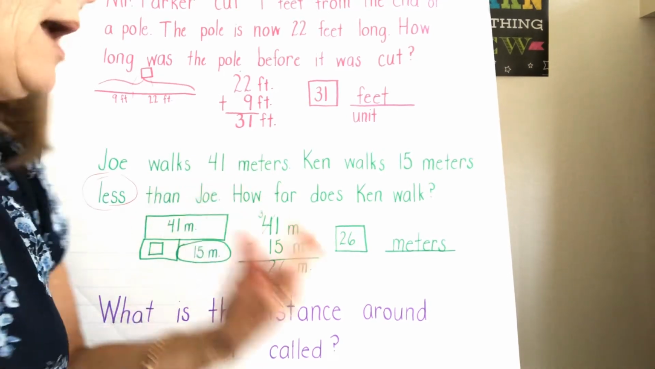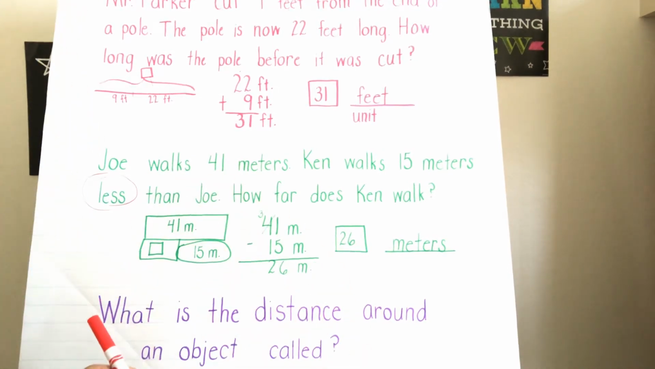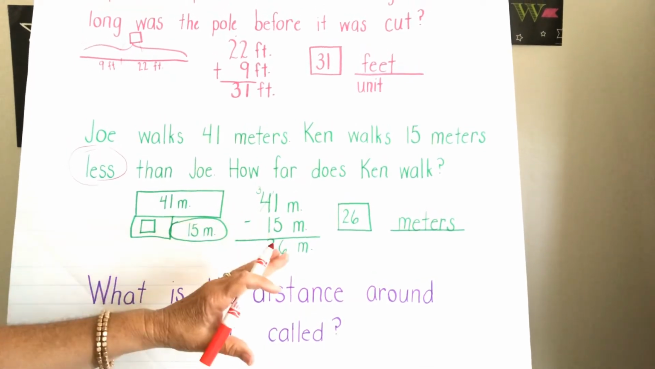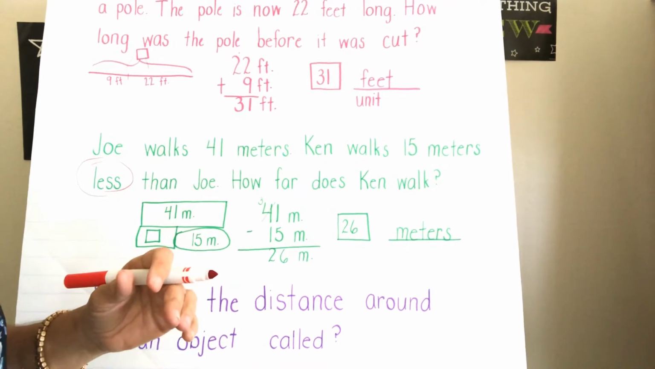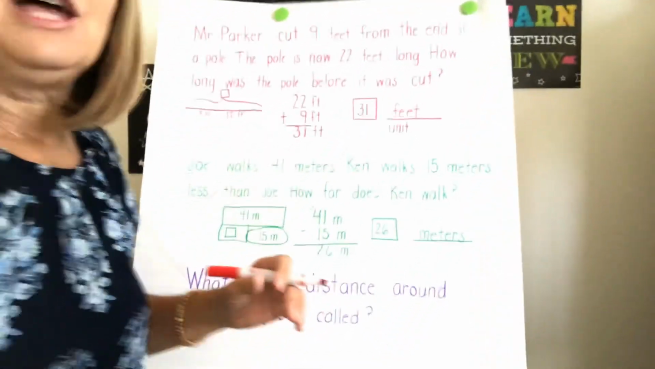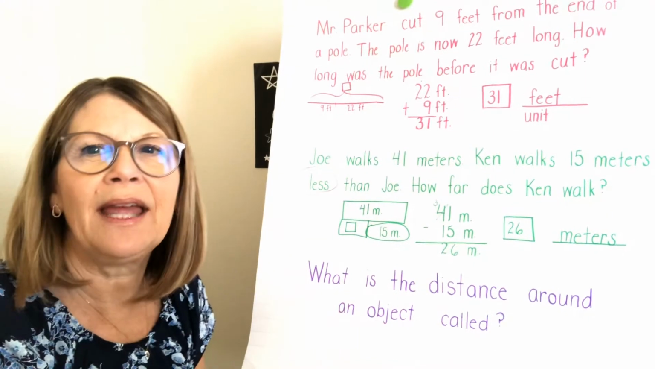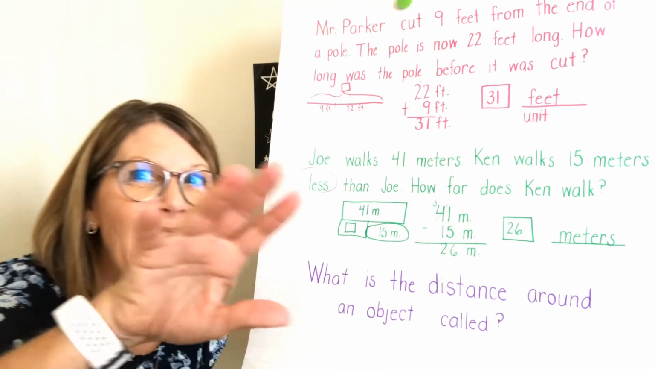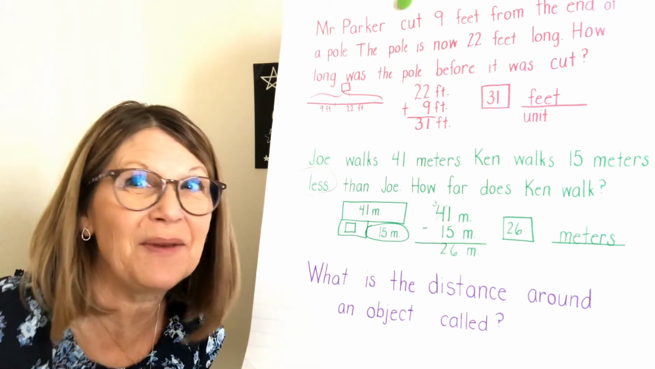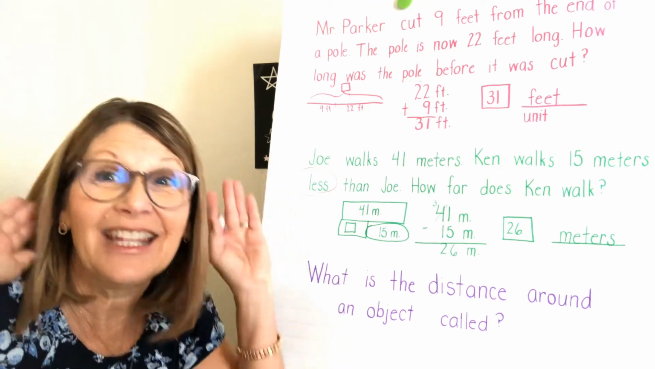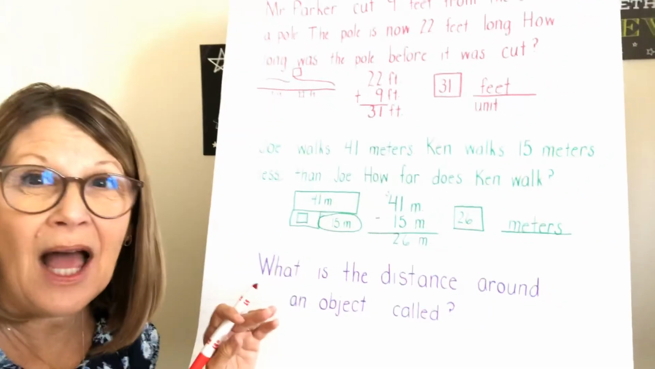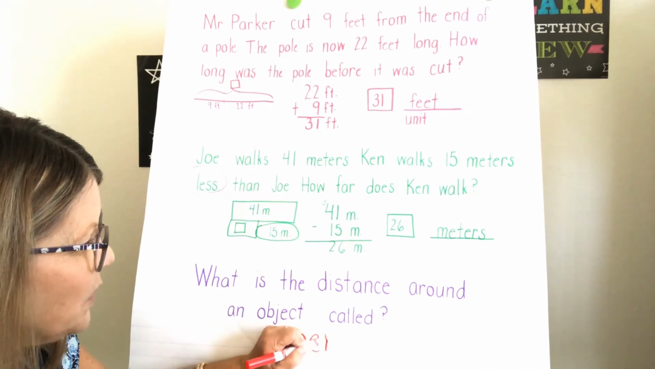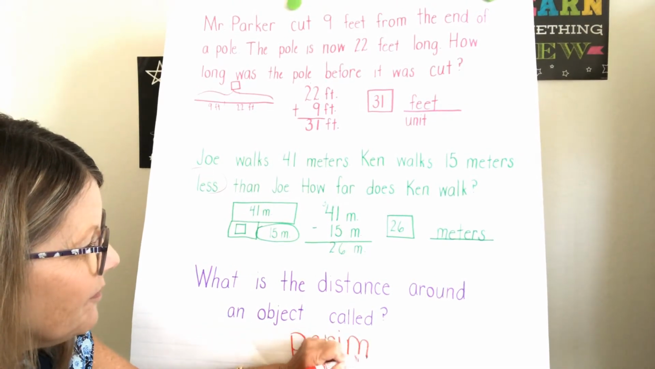Okay, in the problems that come next, they're going to be asking you, what is the distance around an object? And I want you to think back because we had a special name for what we call the distance around an object. Anybody remember what it is? Ooh, I see a lot of hands out there. You know it starts with a P. And let's say it all together. The distance around an object is called the perimeter. I know that's what you were going to say. Perimeter.